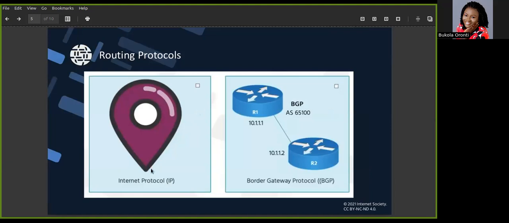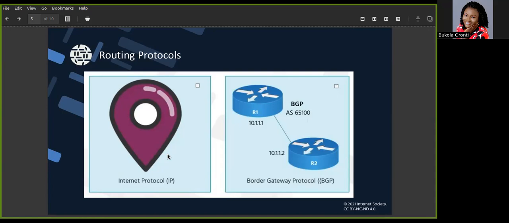Now, routing protocols. We have two types of routing protocol. The first one is internet protocol, and the second one is border gateway protocol. The internet protocol, also known as the IP protocol, specifies the origin and destination for each data packet. So it identifies the sender's IP address and the receiver's IP address. Routers inspect each IP header to identify where to send them, like I said earlier.